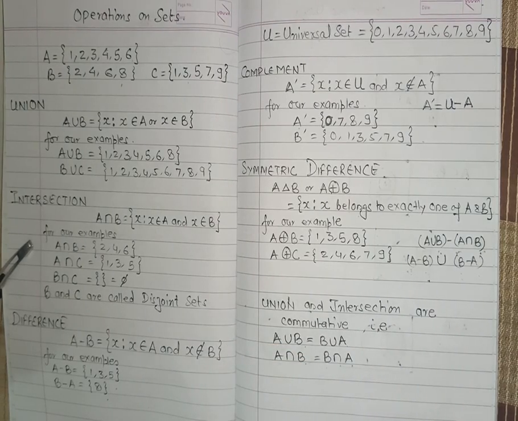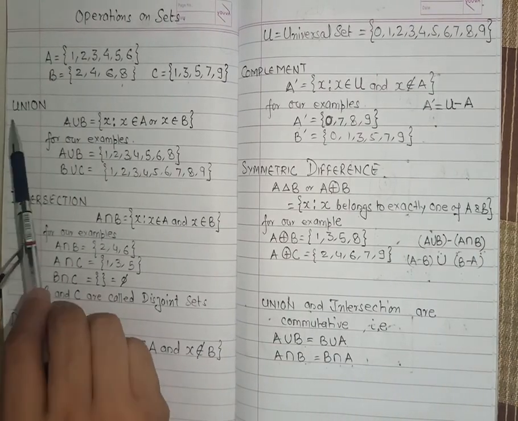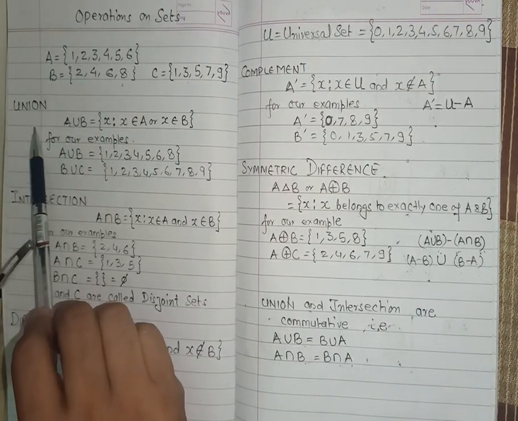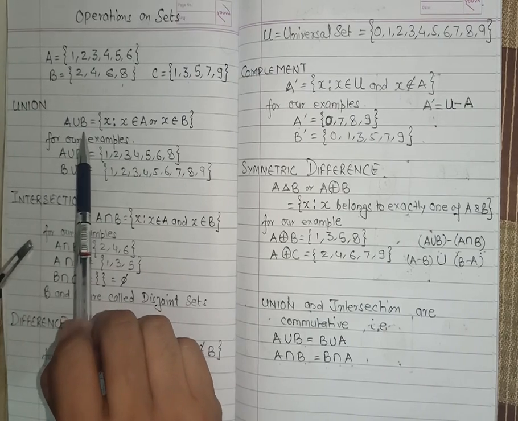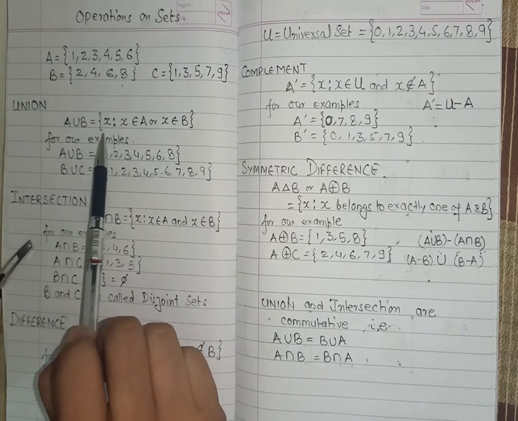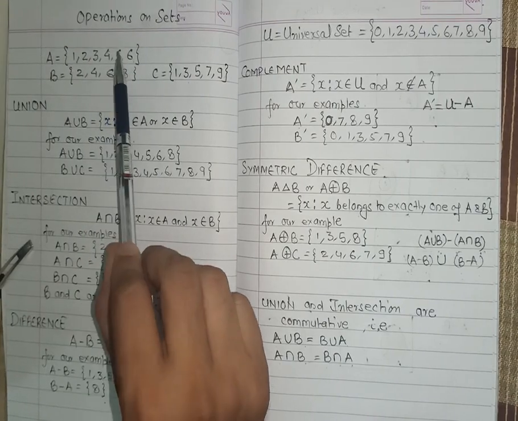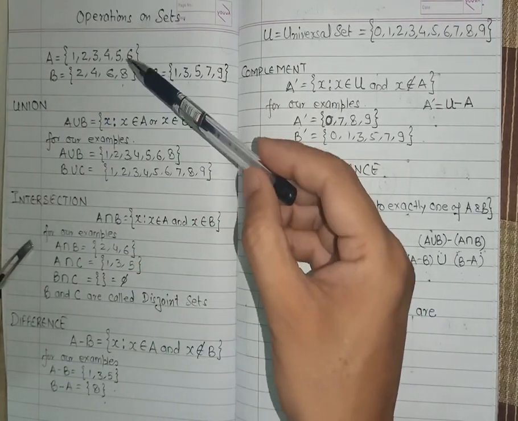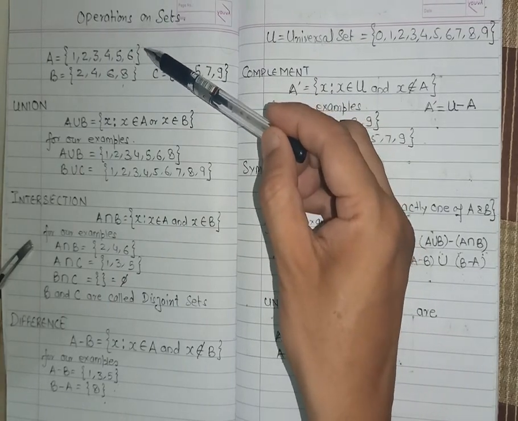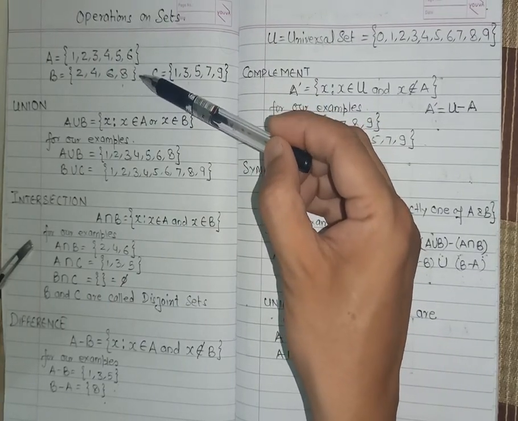Now let's see the various operations. The first operation that can be defined on sets is the union operation. A union B is the set of all the elements which are present in set A or set B or both. All the elements which are present in A or B or both.